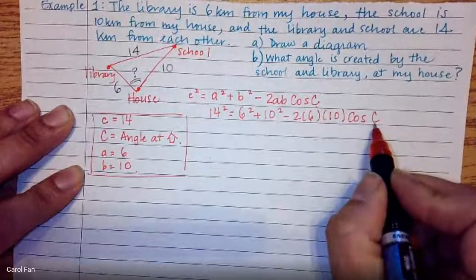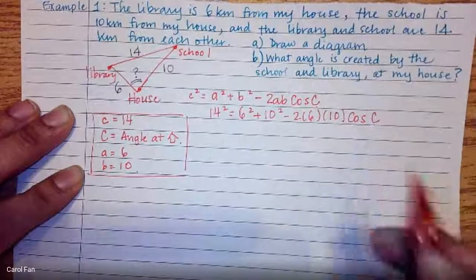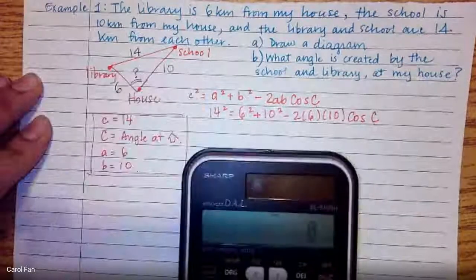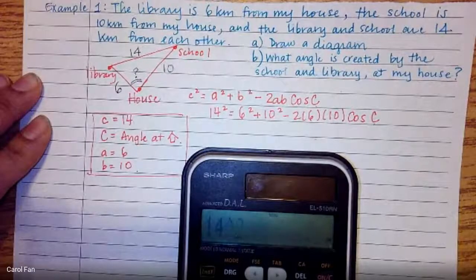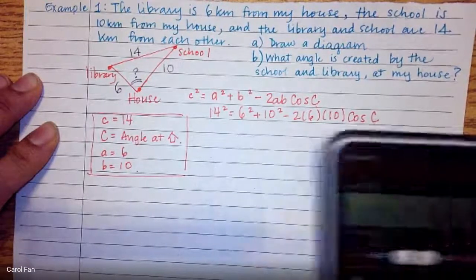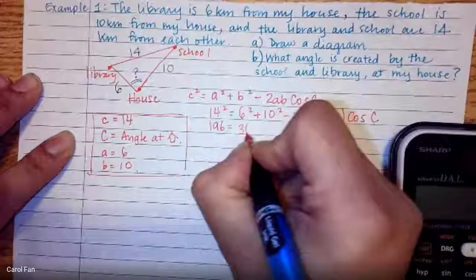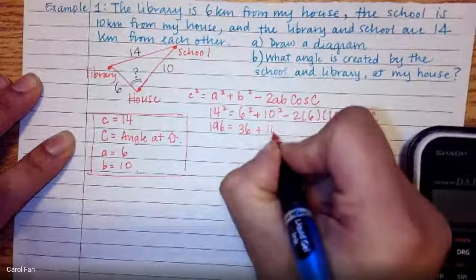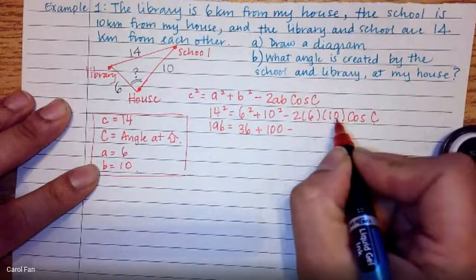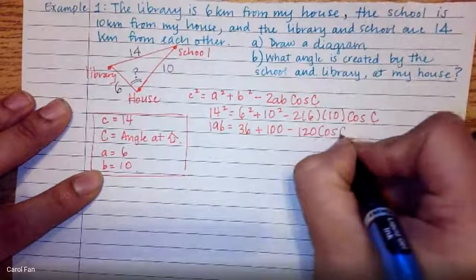My variable is here. I'm going to rearrange all of the values so that I isolate for C. Now, before I do that, let's simplify some of the information that I have. 14 squared is equal to 196. That's equal to 6 squared, 36, plus 100, minus 2 times 6 times 10. That gives us 120 cosine C.